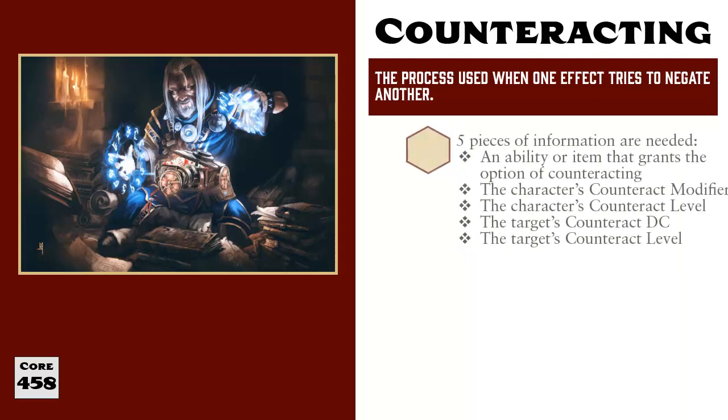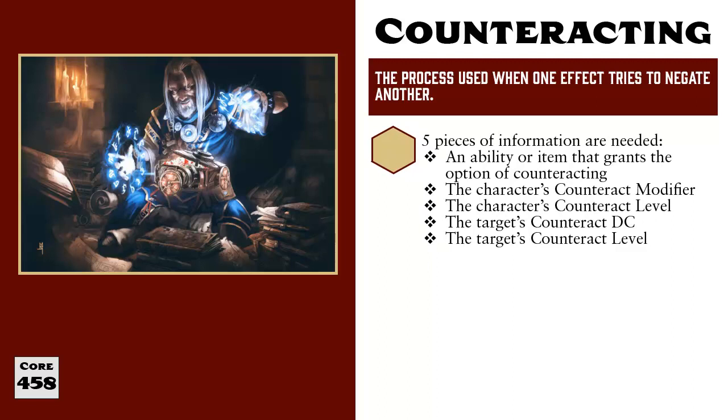There are 5 pieces of information you will need when attempting to counteract something. The first is the character who is attempting to counteract must have an ability, an item, or some other characteristic that grants them the power to counteract the targeted effect. The character will also need to know what their counteract modifier is and what their counteract level is. The GM will need to know the targeted effect's counteract DC and the targeted effect's counteract level.